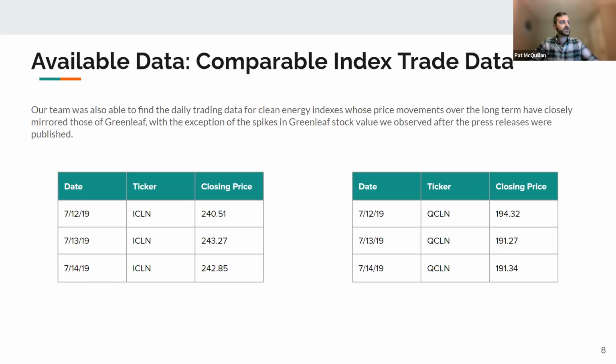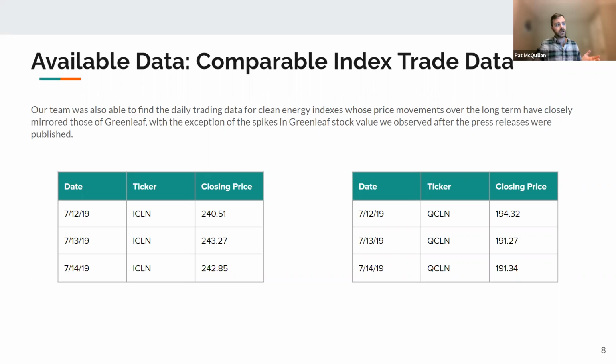And they have them for clean energy companies. And we were able to find these two, which are actual indexes, ICLN and QCLN, which we saw moved over the long term, over 5 years, long before this fraud happened. We actually saw that it was very highly correlated to Greenleaf, which is very exciting.